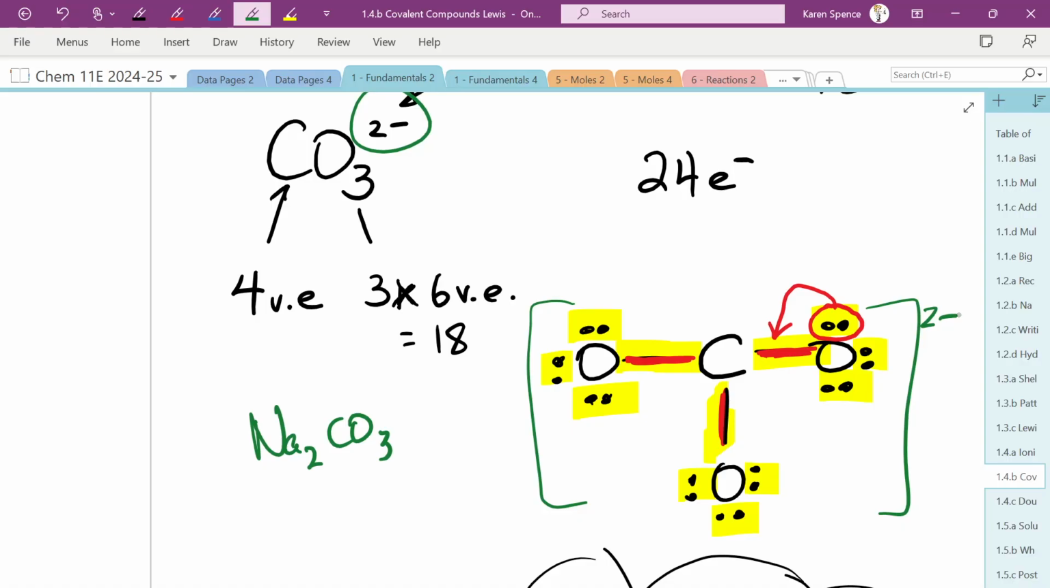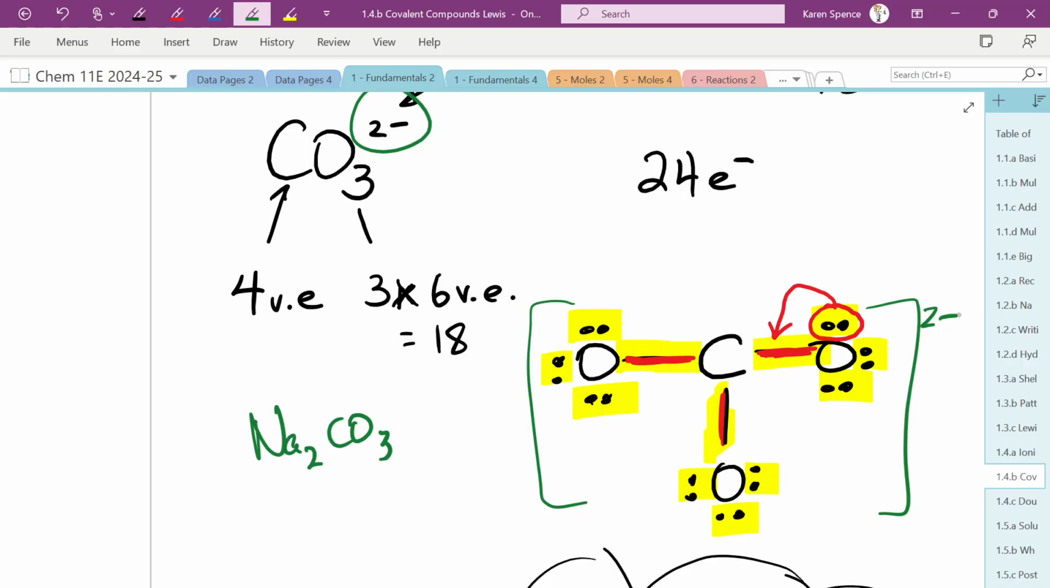You could if you wanted to, but often when we're drawing Lewis structures, we're mainly focusing on the covalent bonds because the ionic bonding is kind of boring. So often it will just be like, draw the Lewis structure of carbonate ion. And then you would do that.